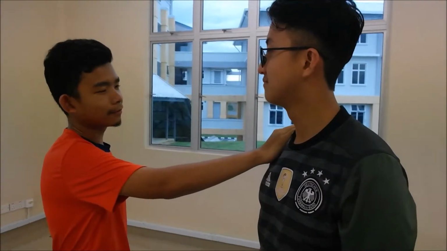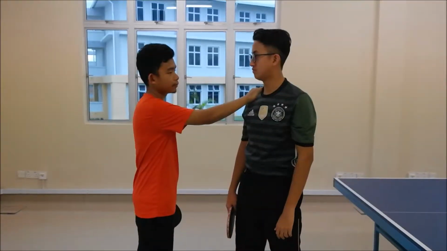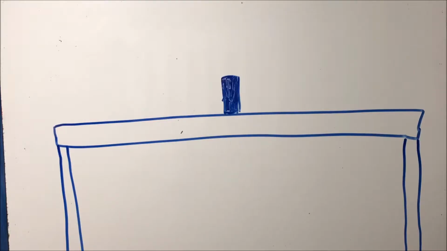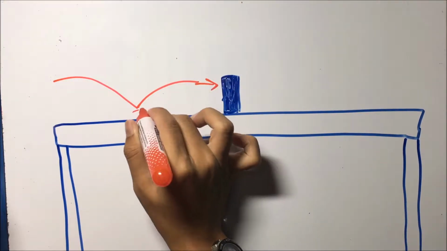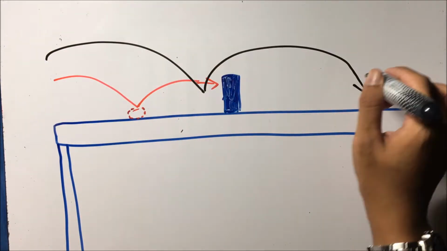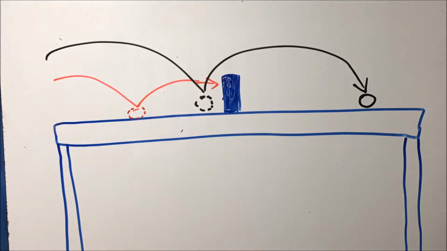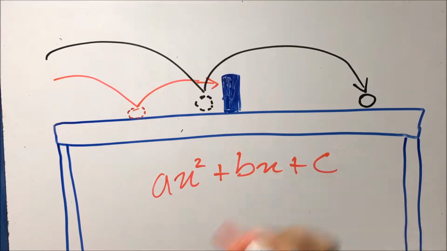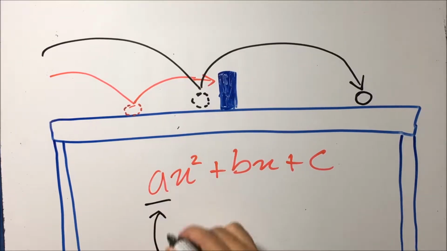I'll show you how to play with mathematics. Okay, let's go. Okay, Nick, your main problem is the ping pong ball does not cross the net. So you need to find a way to make sure the ping pong ball crosses the net by using the general formula ax squared plus bx plus c.